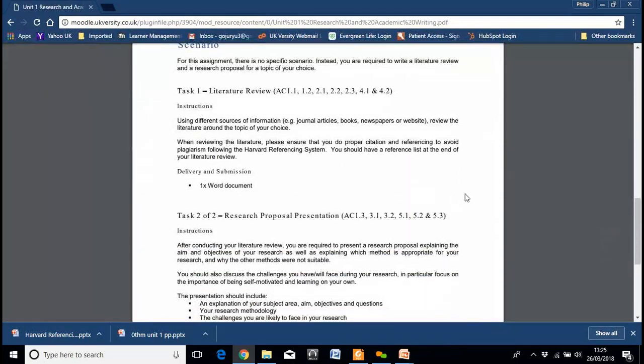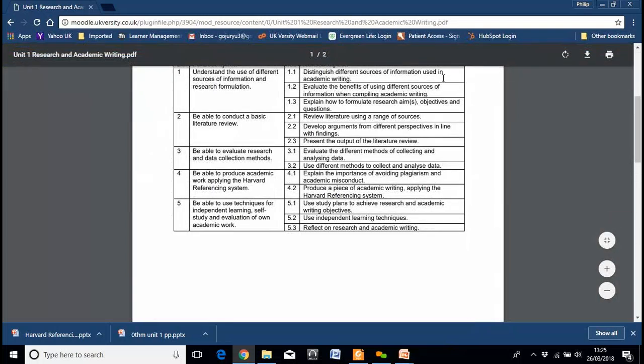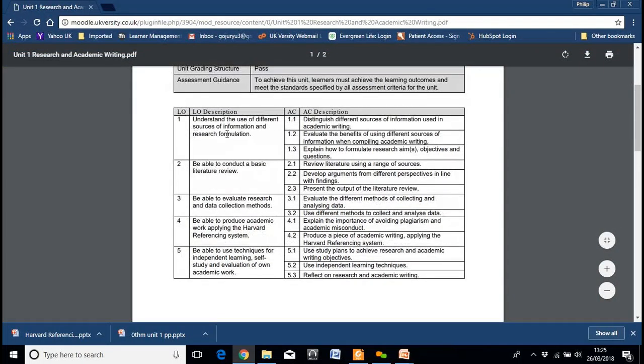So going back to task 1, rather than that just giving you an outline of what you've got to do, the learning objective asks you to understand the use of different sources of information and research formulation. That's the overall learning objective. The assessment criteria are to distinguish different sources, evaluate the benefits of using different sources, and explain how to formulate a research aim and the objectives and questions.